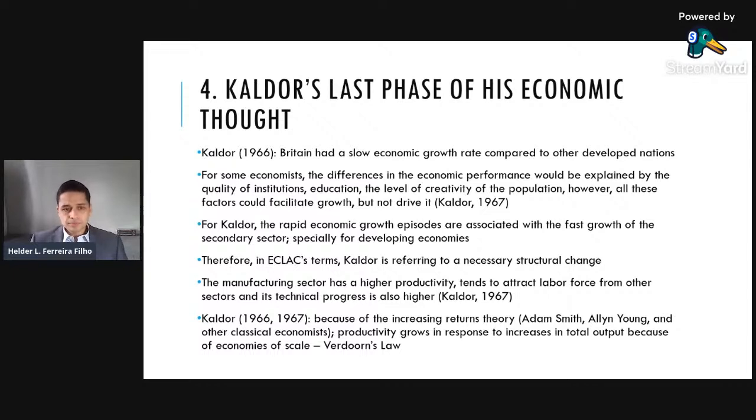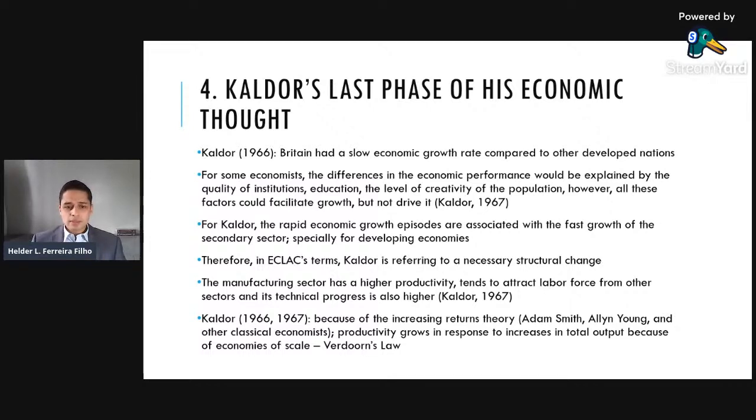However, for Calder, these factors could facilitate growth, but not drive it. For him, rapid economic growth episodes are actually associated with the fast growth of the secondary sector, even more so for developing economies. Therefore, in ECLAC's terms, Calder is defending a necessary structural change.